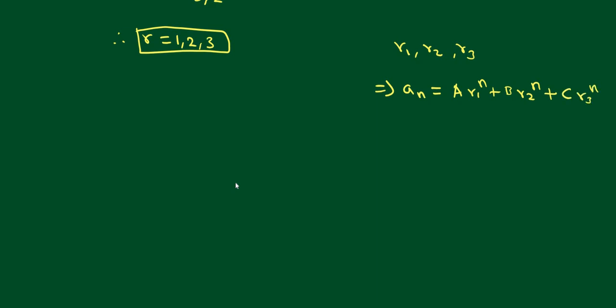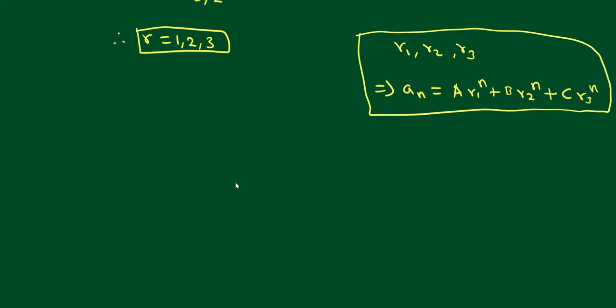So with the help of this idea, I am concluding the general solution of the given equation. Therefore, the general solution is an is equal to capital A into 1 power n, that is the first root, plus B into 2 power n plus C into 3 power n. So this is the general solution.